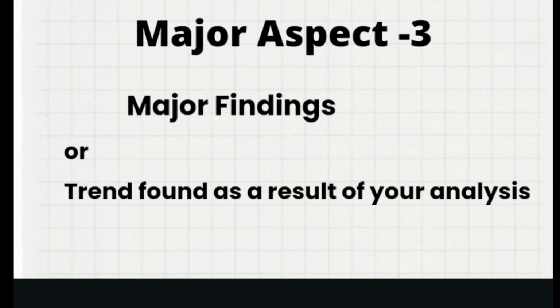The next aspect is major findings. What are you going to find? What are your findings? You should also include them in your abstract. Include the trends found as a result of your analysis. Whatever you have found, that is a trend, and you are going to analyze the major findings. You should also write this in the abstract.